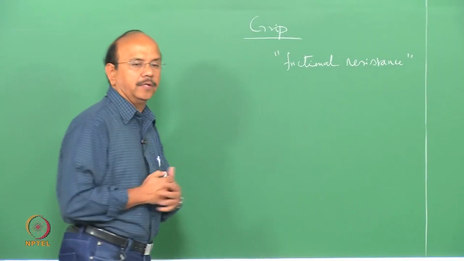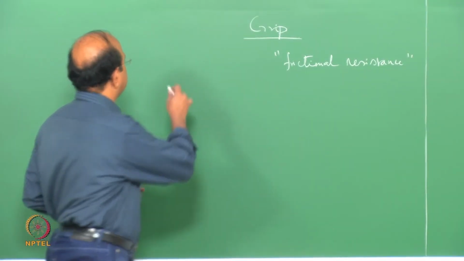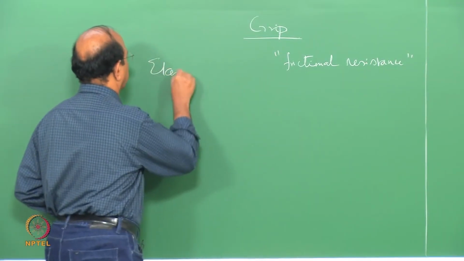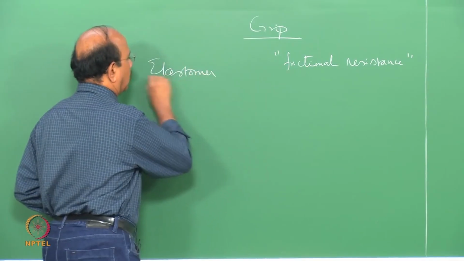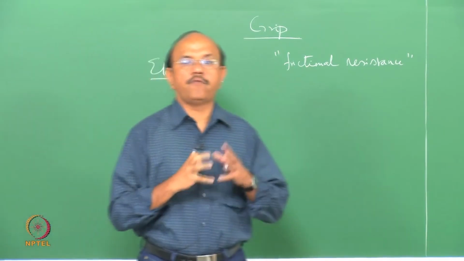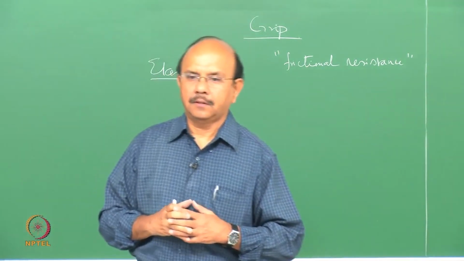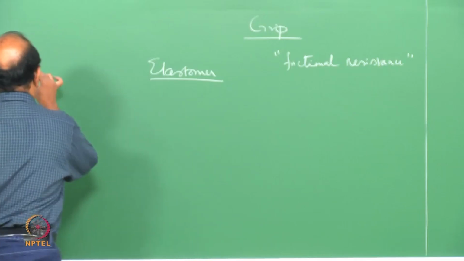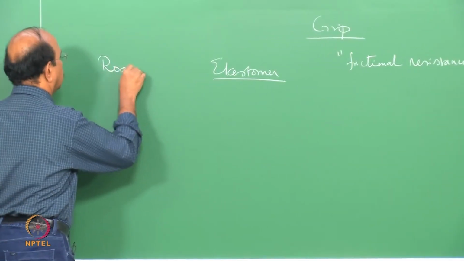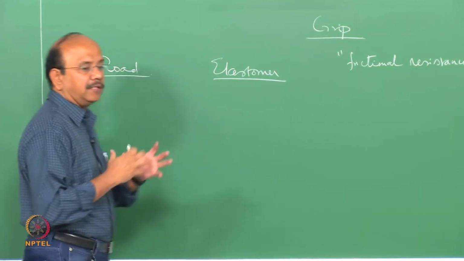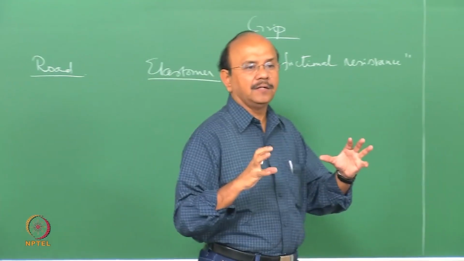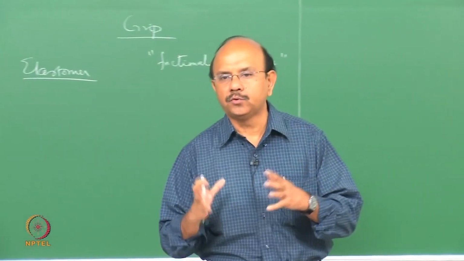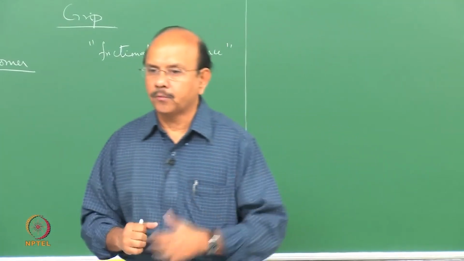Now let us understand this from two perspectives. We've started this already. One is from the elastomer perspective: how does the elastomer function when it contacts the road? And the other is from the road roughness perspective, or the road perspective. There are these two things we have to understand, because after all it's the interaction between these two which results in what we call grip.